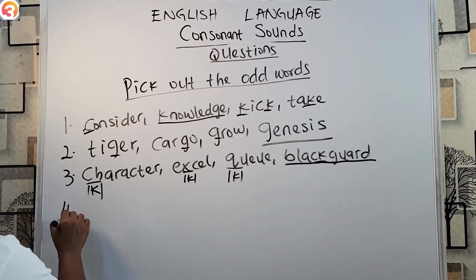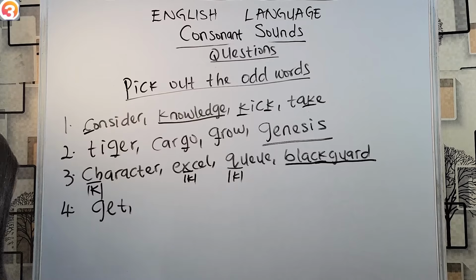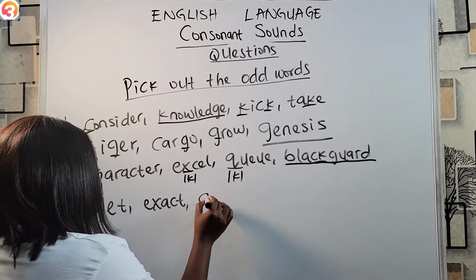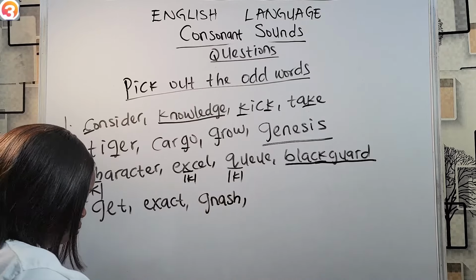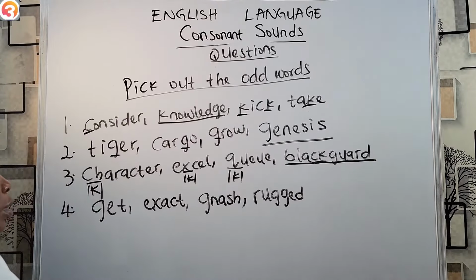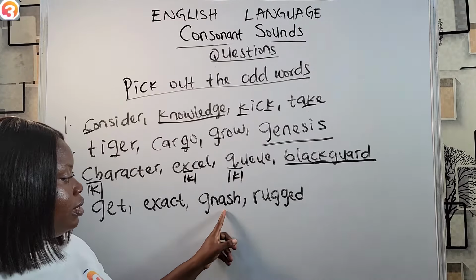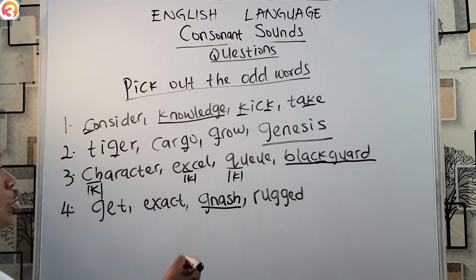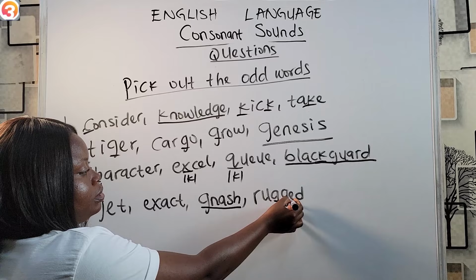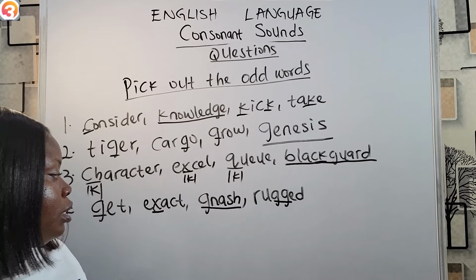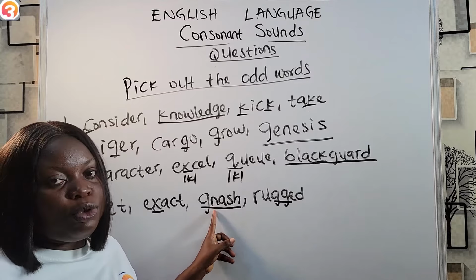And then one more, we could have this. These words in pronouncing here, we have get, exert, gnash, rugged. Obviously, this word is the odd one out. The G here is silent. We have it pronounced in GG here. The X here and the G here contain the G sound, but it's not here because the G is silent. Our odd word now becomes gnash.